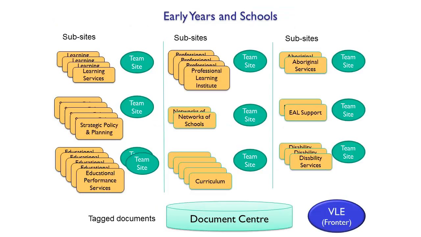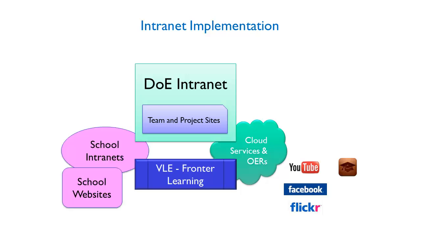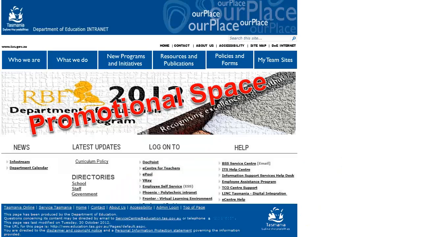So in discussion with business units, a common structure has emerged that would meet most needs. Some web pages on the intranet, team sites, documents stored in the document center, and professional learning resources for staff in the VLE. In summary then, the new department intranet would encompass team and project sites, would link with the VLE, and would enable integration with cloud services such as YouTube. For staff in schools, we also need to consider the relationship between the DOE intranet and school intranets and websites. So that's all been about the underlying structure.